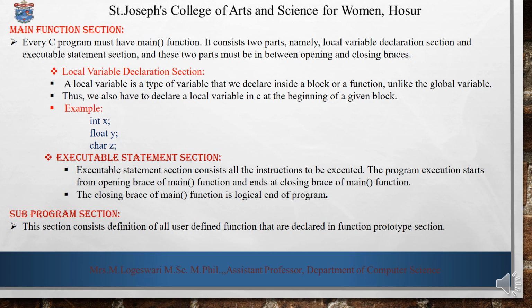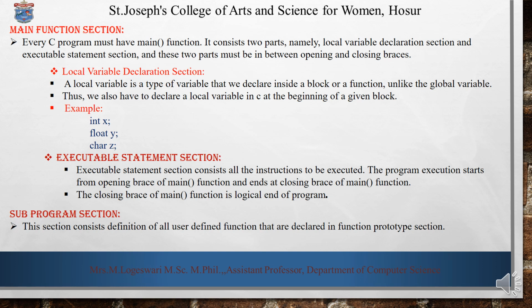Number one, local variable declaration, and executable sections. A local variable section means it can declare inside of the block or functions. Unlike the global variable, it can also declare the local variable at the beginning of the block. For example, int x. So int is a data type, and we can give the variable x as a local variable.